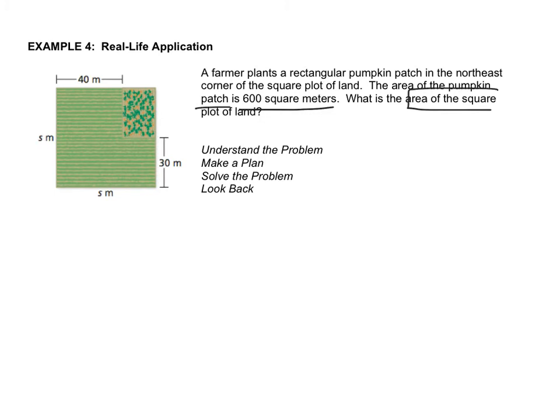So they want us to find the overall area. They tell us that this piece right here is 600, but we don't even know the length and width of that pumpkin patch, so what do you do now? Well, we can look at what they give us. They told us that this whole length is S, and that this length is 40. Since they say it's a square, I know that all 4 sides are the same. So if this is S and this is 40, then this must be the remaining piece, which we're going to call S minus 40.